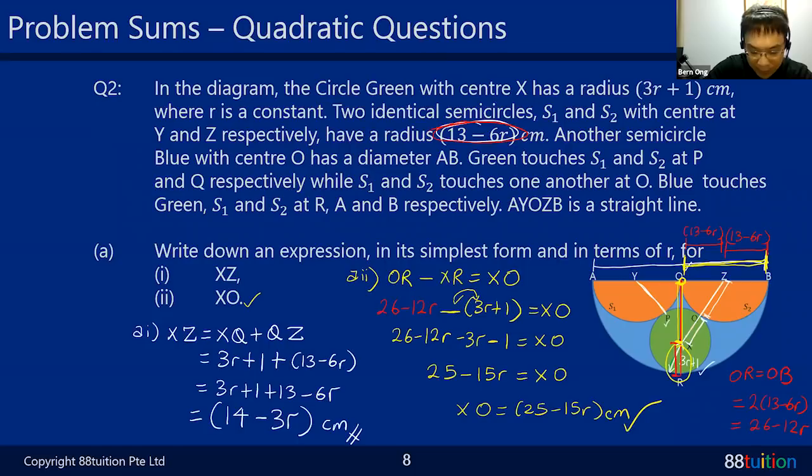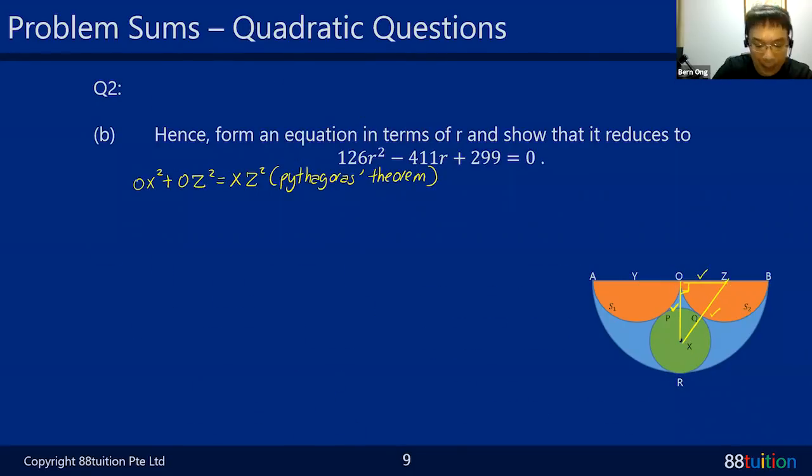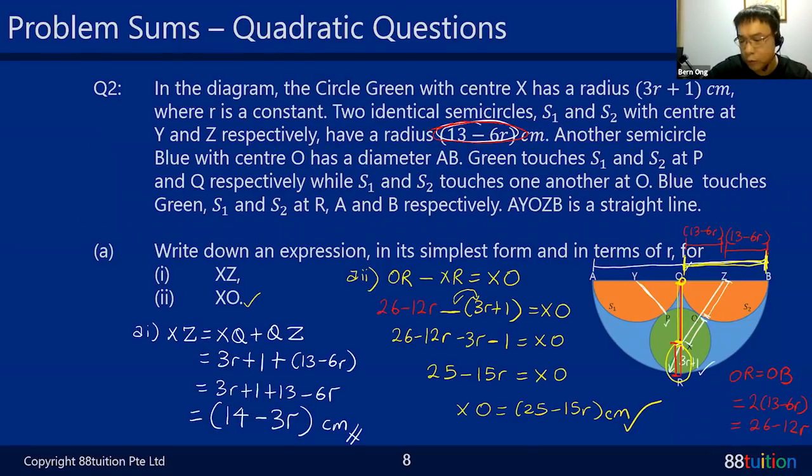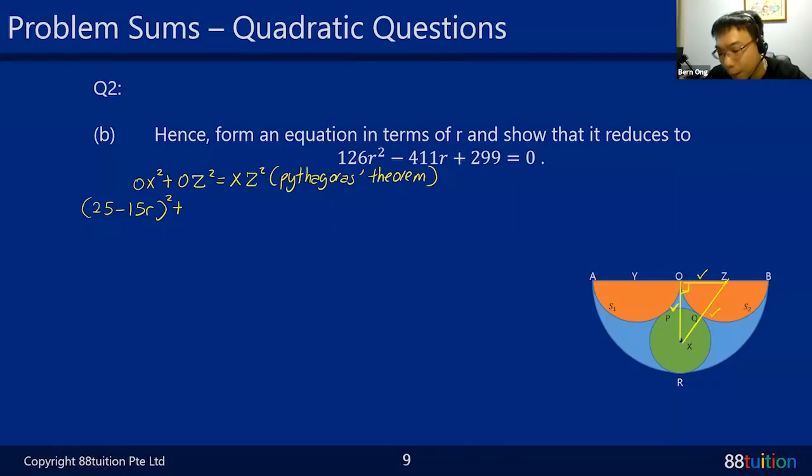Just now we have found OX, right? Yes, OX is the same as XO. It's 25 minus 15R, so down here I write it as 25 minus 15R, squared, plus OZ. Do I have OZ? No, I don't have OZ. Don't panic. What is OZ?